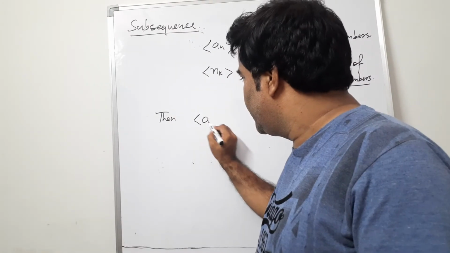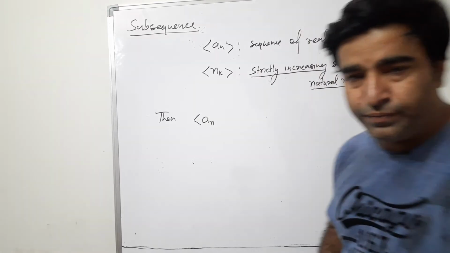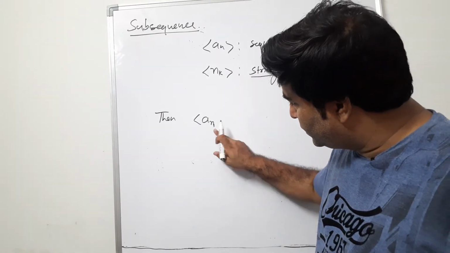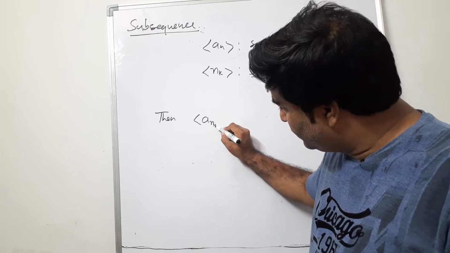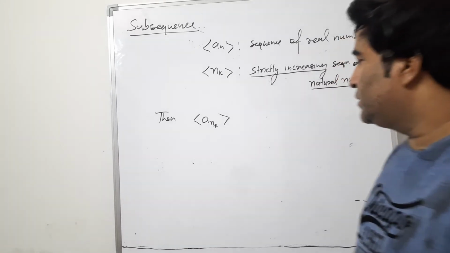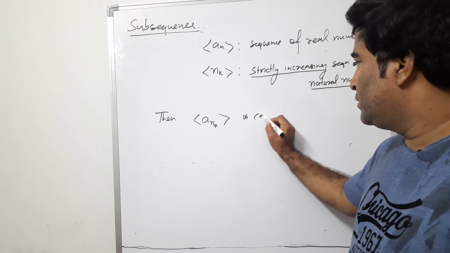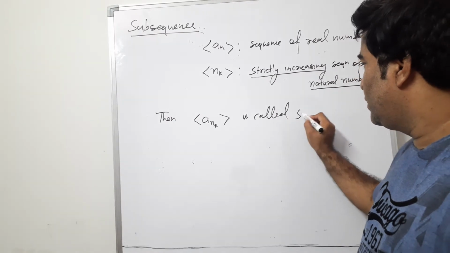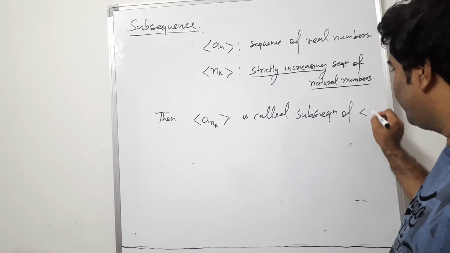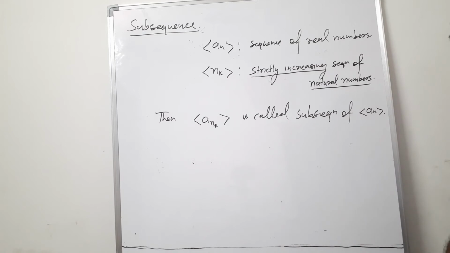Then the sequence here, n is in suffix of a and k is in suffix of n. Then this is called a subsequence of the given sequence an. Clear?